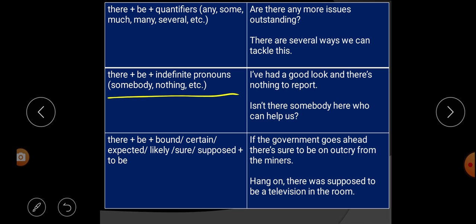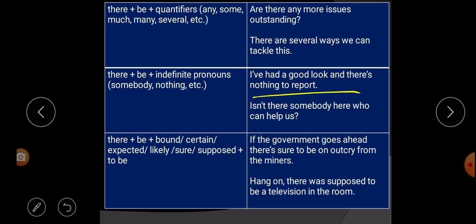Next, look at this: there plus be plus indefinite pronouns. What are the indefinite pronouns? Like somebody, nothing, nobody, no one. So these are indefinite pronouns, and in this way also we can use introductory there. Look at the sentence here: I have had a good look and there is nothing to report.